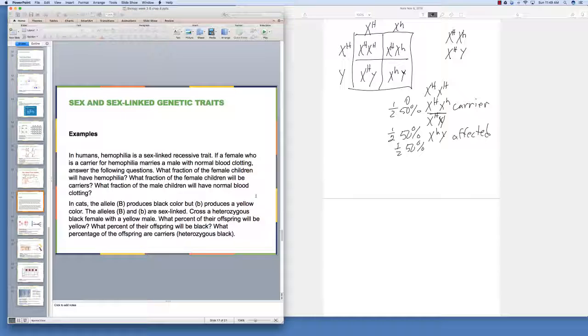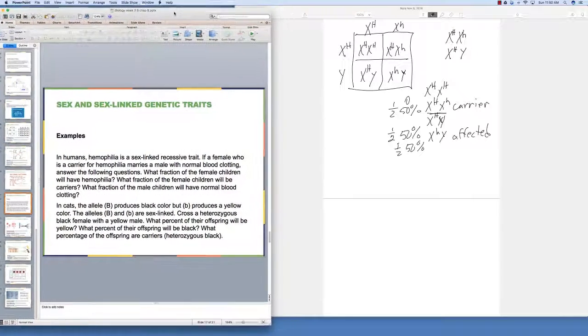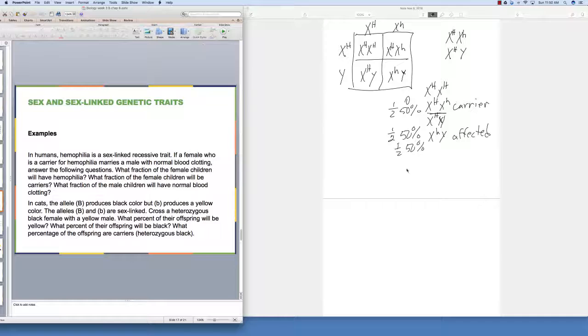Okay, let's take a look at this second problem. Very similar. In cats, the allele big B produces a black color. Little b produces a yellow color. Notice we didn't change this to a Y. And big B is dominant, little b is recessive. Big B and little b are sex-linked. So if you cross a heterozygous black female with a yellow male, let's answer these questions. Let me move this over just a little bit so I can read it easier.